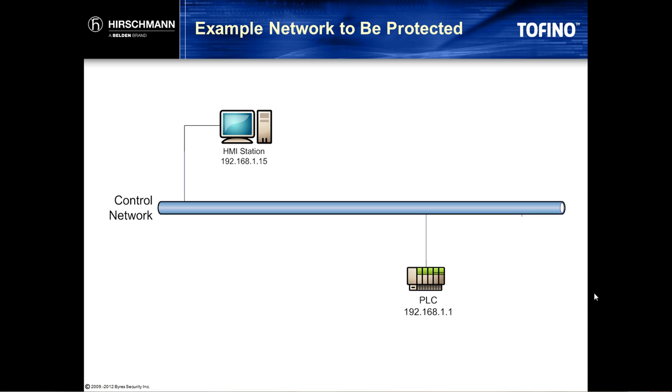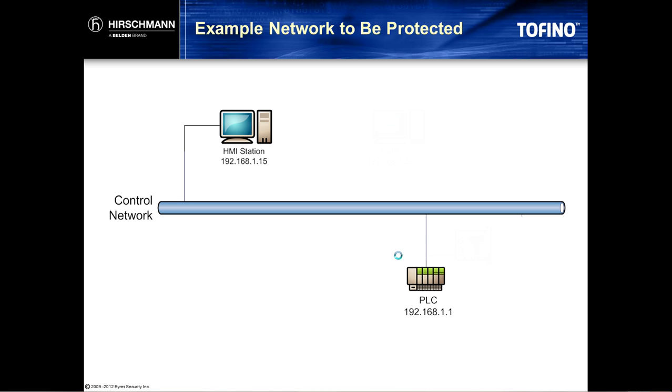So today we're going to go through a sample config session in a very simple network. There are only 2 devices in our network right now. We have a Windows PC that runs HMI software. It's this device here at address 1.15. And we have a PLC at address 1.1. And these 2 devices communicate using Modbus protocol.